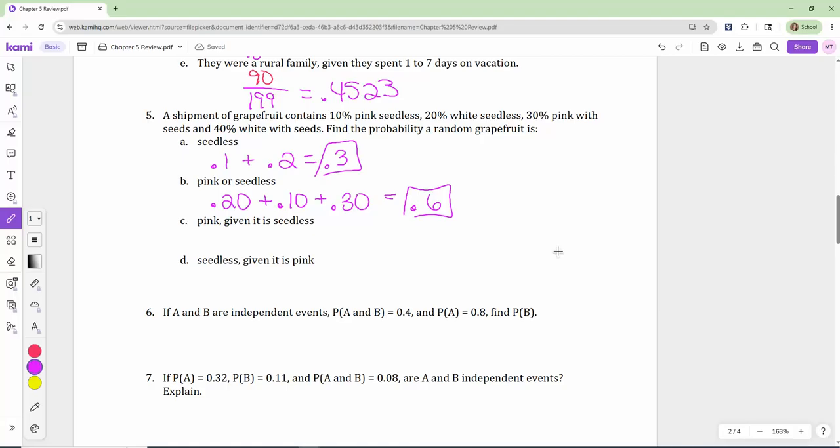C. Pink, given it is seedless. If I have a given, that's my denominator. How many are seedless? 0.3. We found that in part A. Out of those 0.3, so only looking at these two seedless options, how many were pink? 0.1, so 10%. So we get 0.3 repeating.